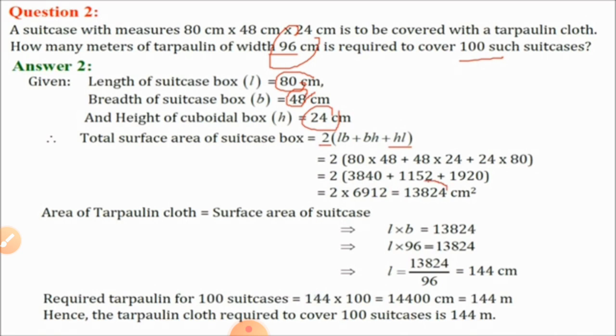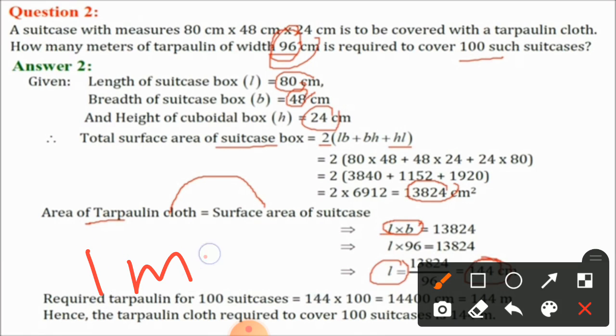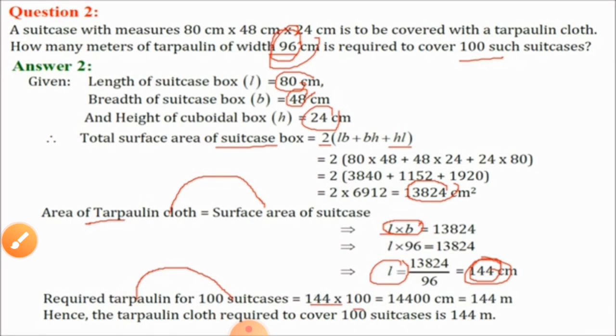It is 13,824 centimeters square. Area of cloth is equal to L into B. The total area is there. B is also given. We have to find the length. Length is 144 centimeter. So required cloth for 100 suitcases means 144 multiplied by 100. Final answer is 14,400 centimeter. But we know 1 meter is equal to 100 centimeter. Is it or not? Yes. Using this information, 144 meter length of cloth is required to make the 100 suitcase covers.